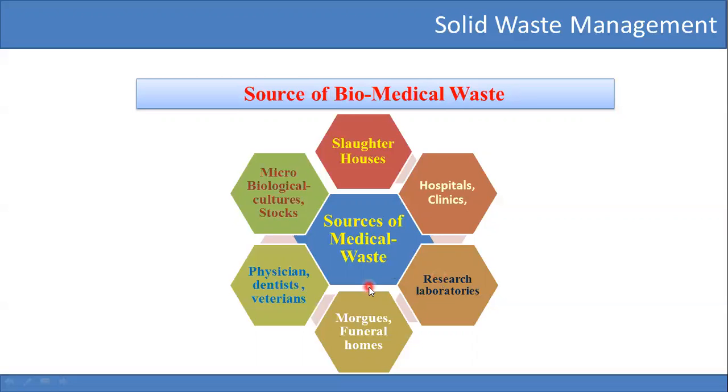The next source is animal waste. This animal waste consists of contaminated animal carcasses, body parts of animals, fluids, and bedding of animals that have been exposed to infectious agents during research, the production of biologicals, or the testing of pharmaceuticals.